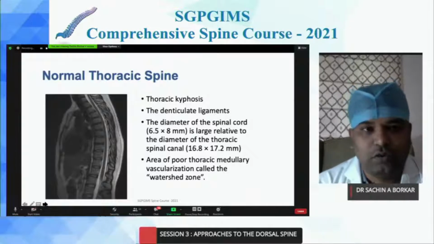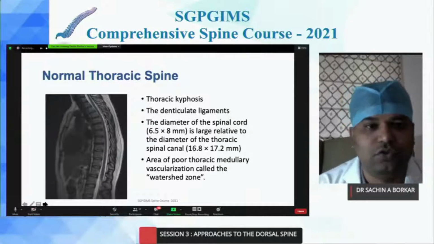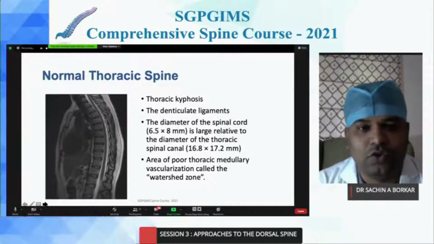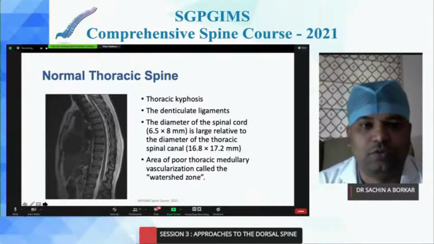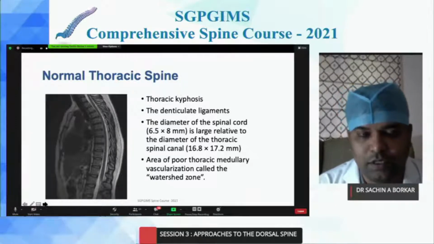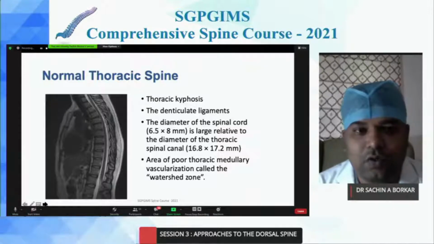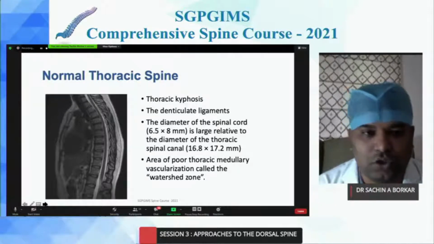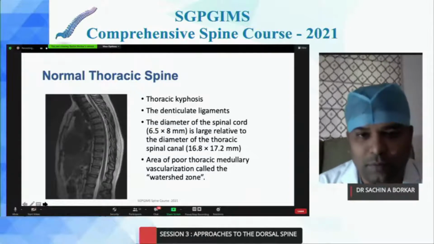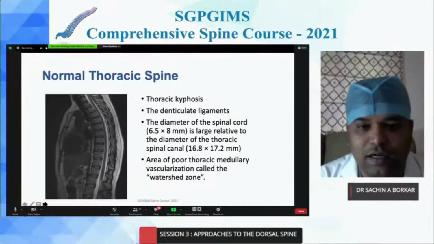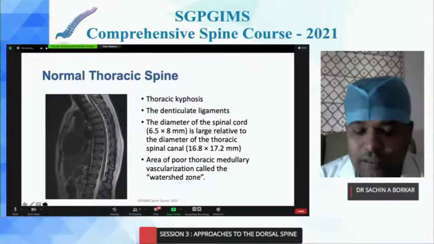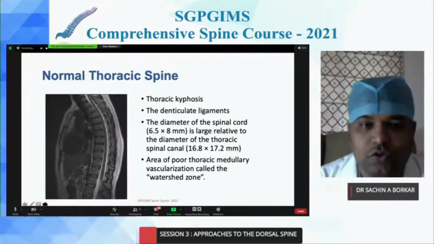So, as we all know, the normal thoracic spine has a thoracic kyphosis, and the cord is actually stretched over this thoracic spine. So there is limited mobility compared to the other parts of the spine. The denticulate ligaments also hinge the cord, giving it limited mobility. And the diameter of the spinal cord in the thoracic spine is comparatively larger compared to the thoracic spinal canal diameter. So all these factors play a role when there is a compression. So there is less reserve for the thoracic spinal cord.